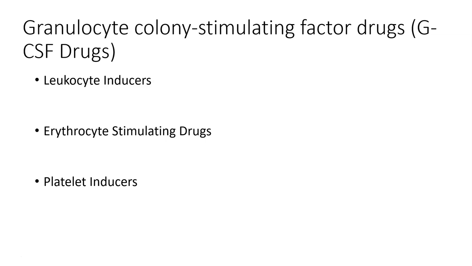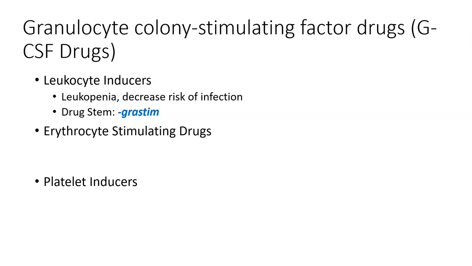When we're going through these, leukocyte inducers are given when a patient has leukopenia, which is a deficiency of white blood cells, or the use of chemotherapy leaves them at risk of infection. So we're going to give this to decrease that risk of infection, because they increase white blood cell production. Now these drugs end in grastim. So filgrastim is an example, like Neupogen.